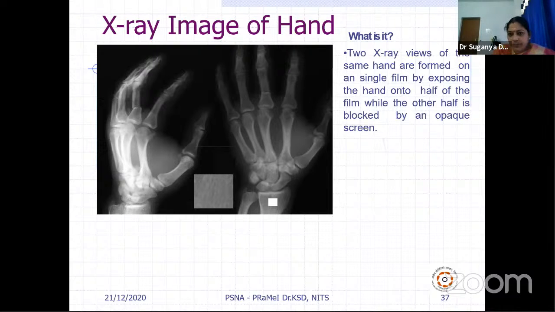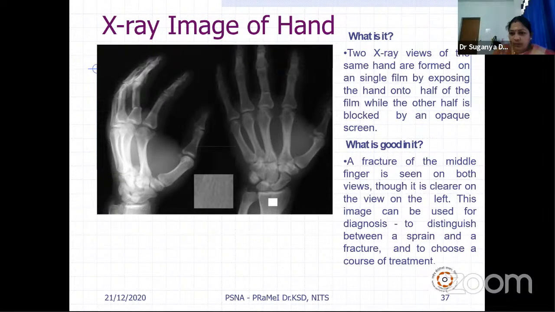This is the image. So what is good in it? The fracture of the middle finger is seen on both the views, though it is clearer in the view on the left. In the left, it is seen clearly, but still we will not be relying on it. Obviously, in medical practice, they will not rely on a single image. They will be taking multiple X-rays or multiple CT scans or MRI to confirm things. Though the view on the left is clearer, the image can be used for diagnosis to distinguish between sprain and fracture and to choose the course of treatment.